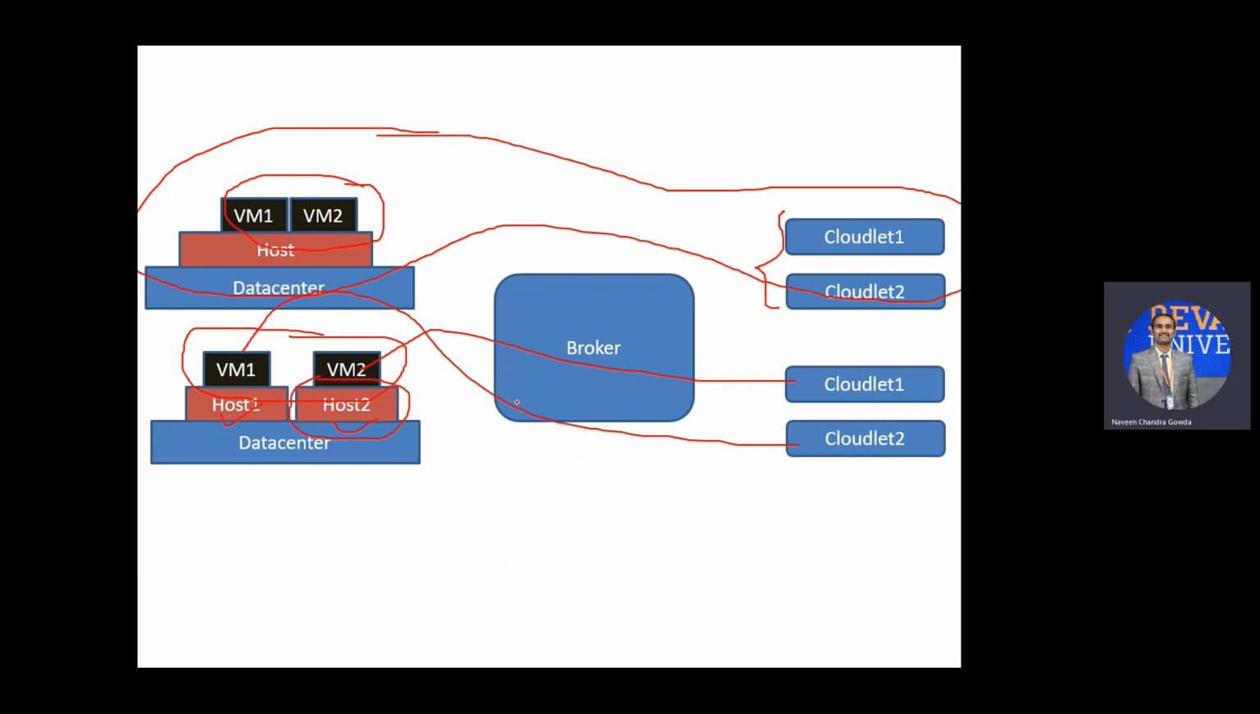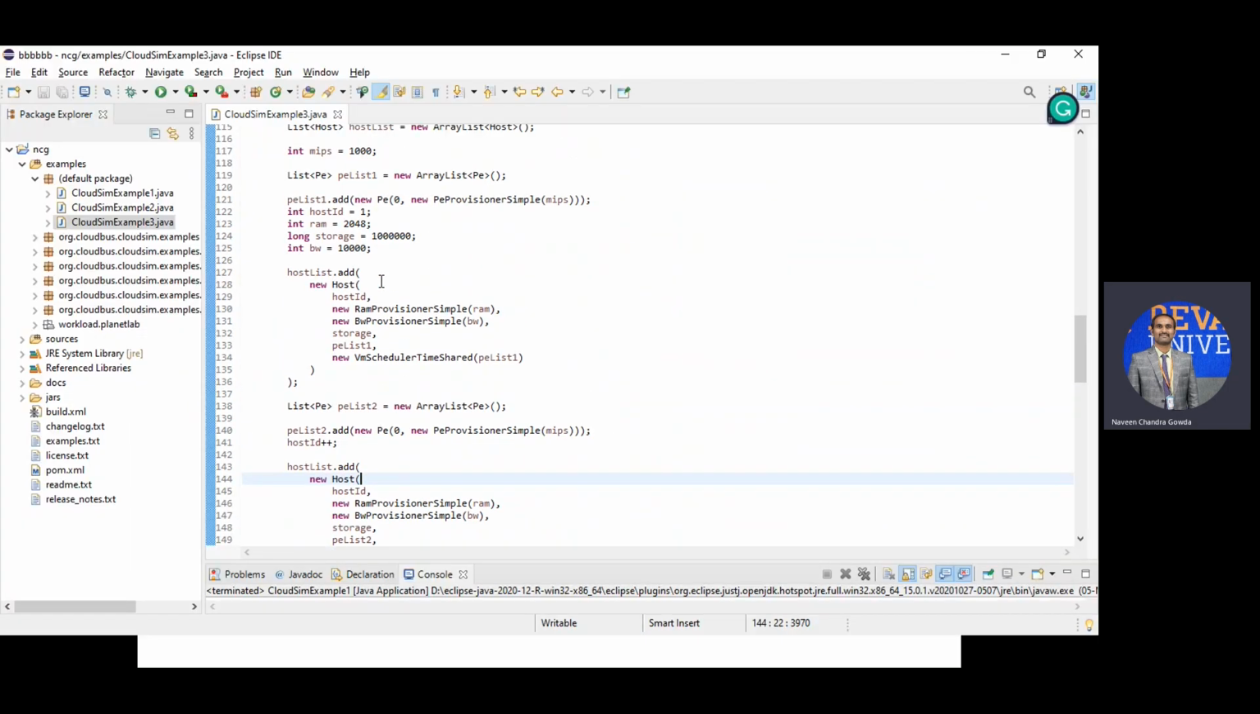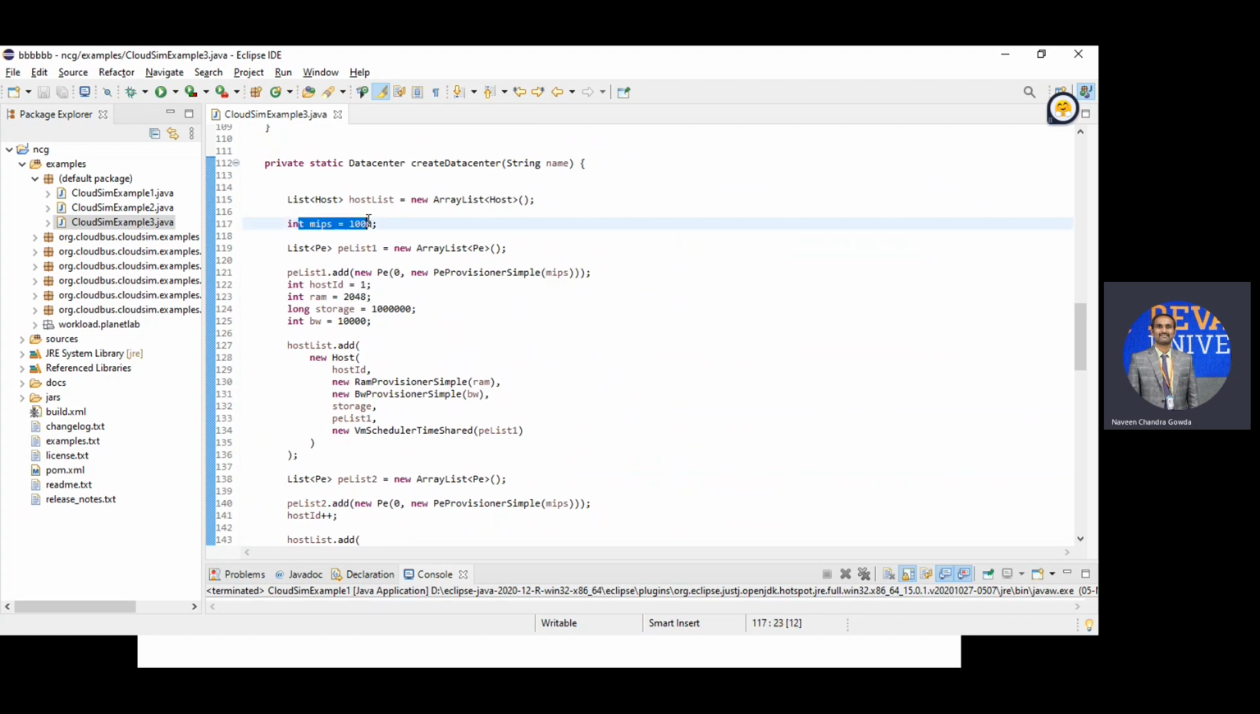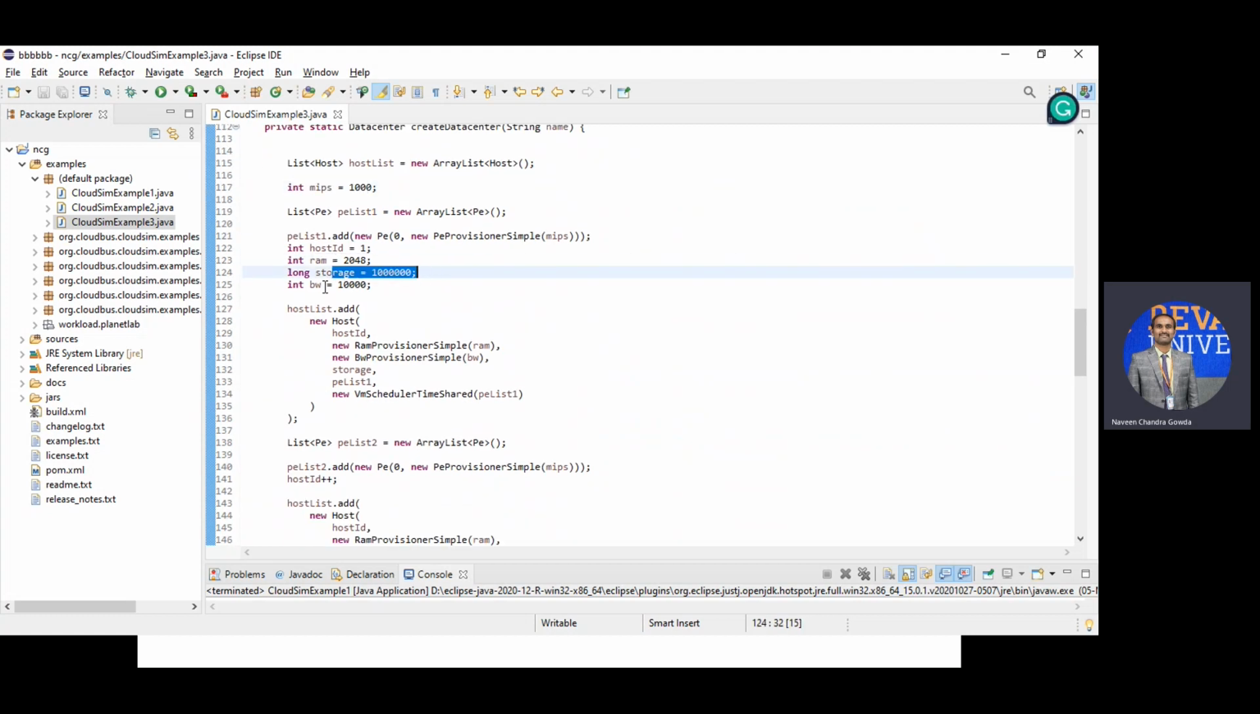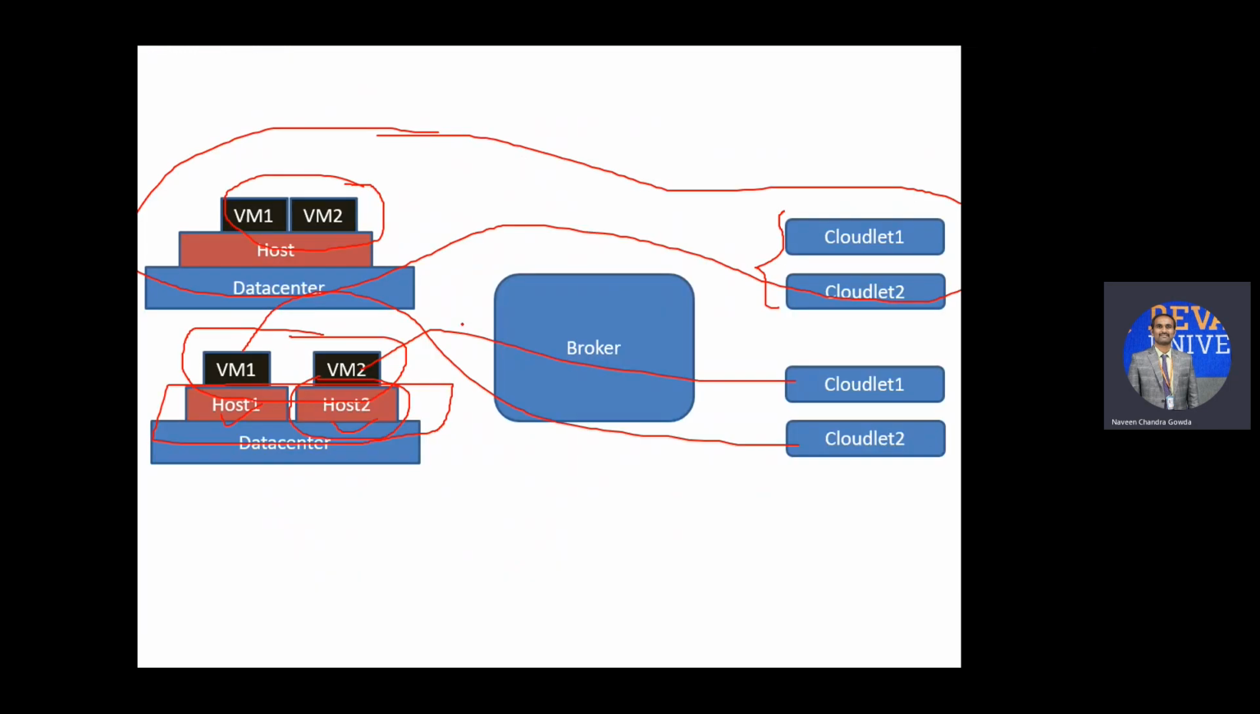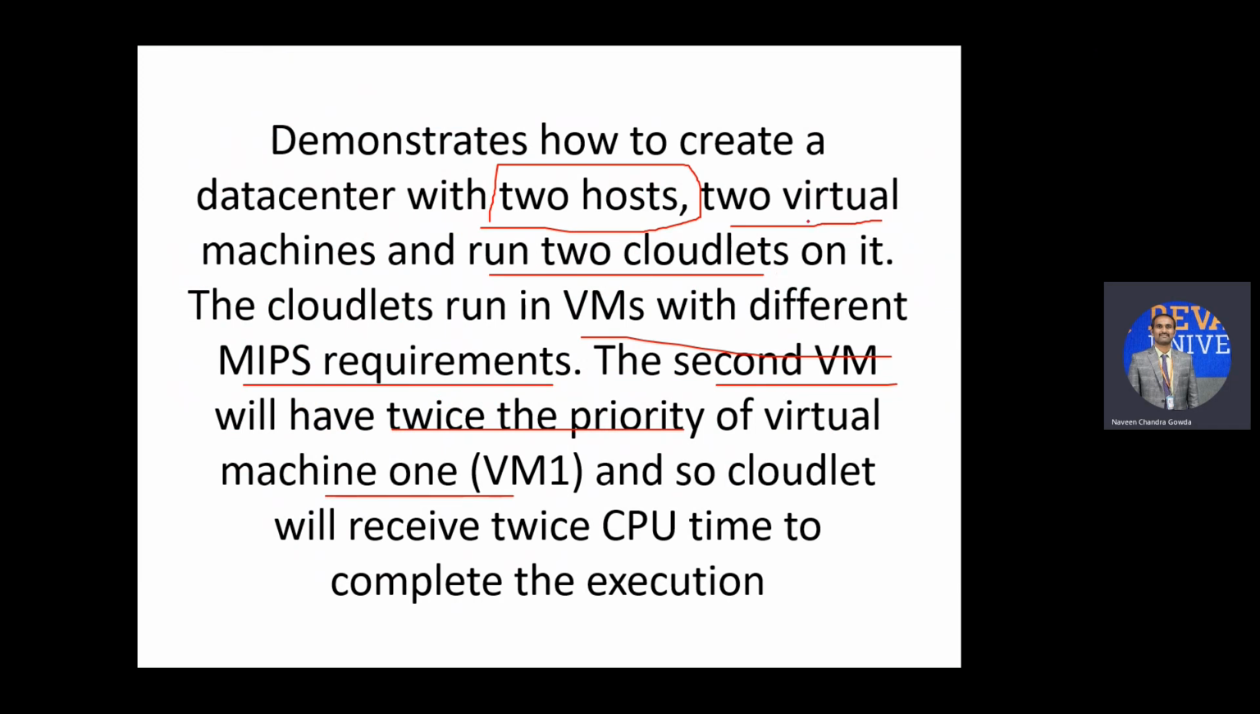So the first task is done, where I have created the 2 hosts, but of the same capacity. See, same MIPS, same RAM, same storage, same bandwidth, everything is same, is it not? So same capacity, I have created the 2 hosts, right? So the first part is done, where we have created the 2 hosts on the data center.